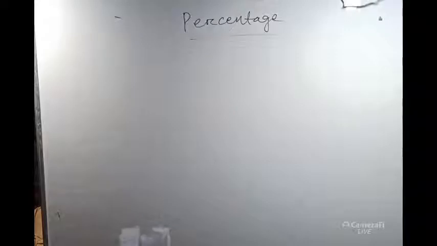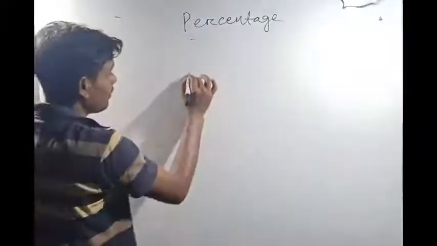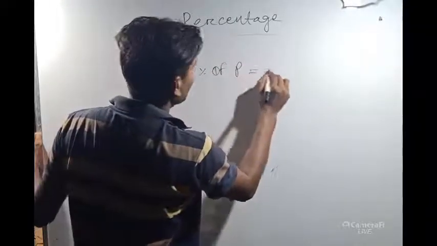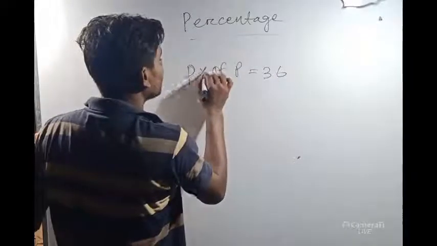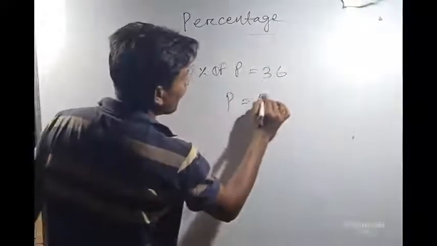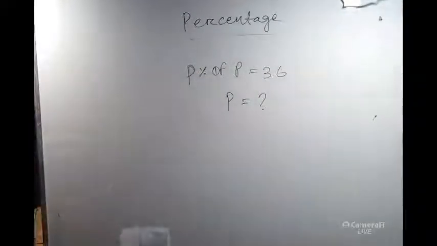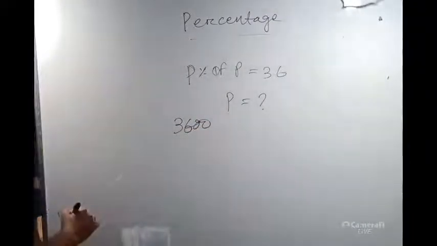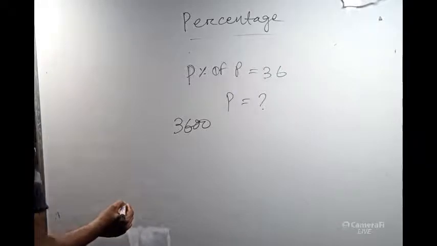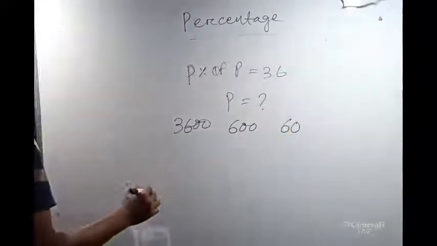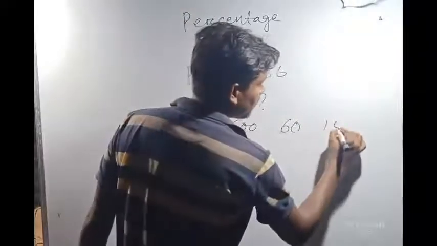Yes, okay. Then the question is: if P% of P equals 36, then find the value of P. The options are 3600, 600, 60, and 15.